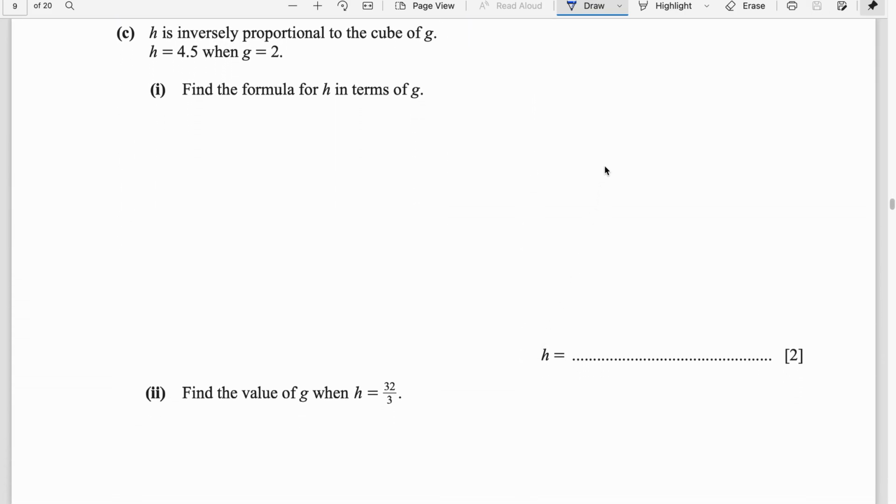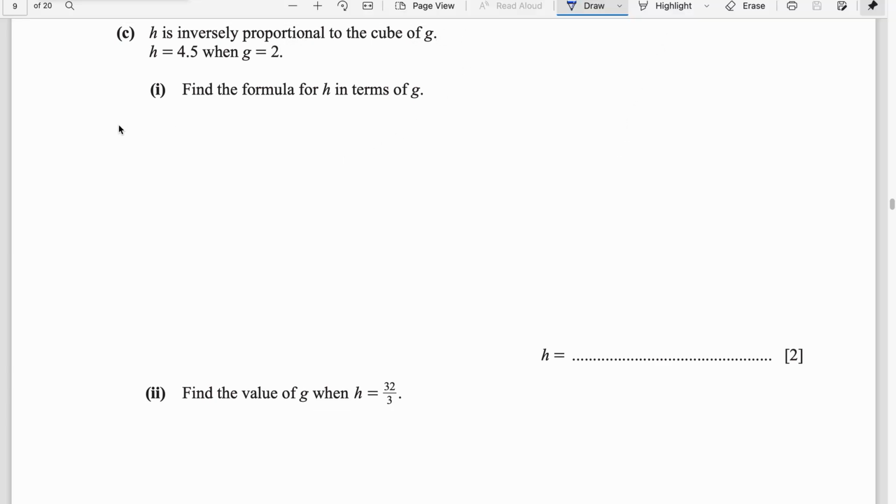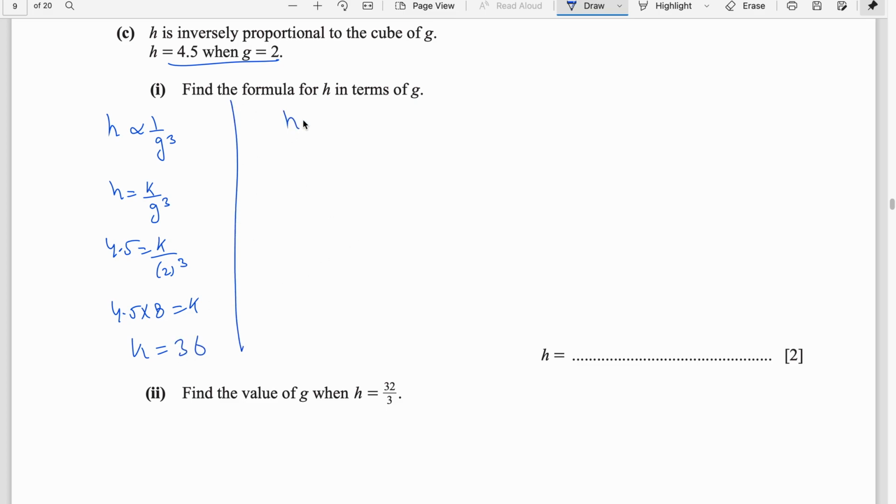C part. H is inversely proportional to the cube of G, so we can write H equals K over G cube. Now substitute the set of values: when H is 4.5, G is 2. So 4.5 into 8 equals K, K equals 36. So H is equal to 36 over G cube.